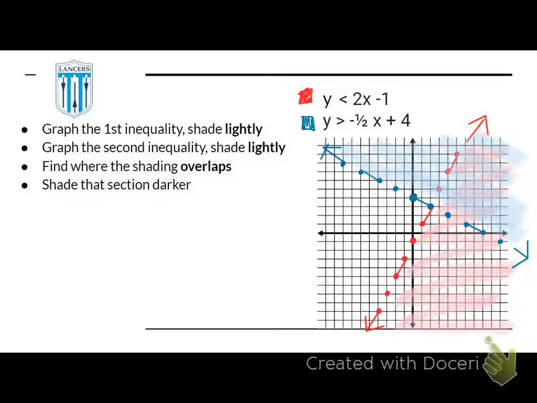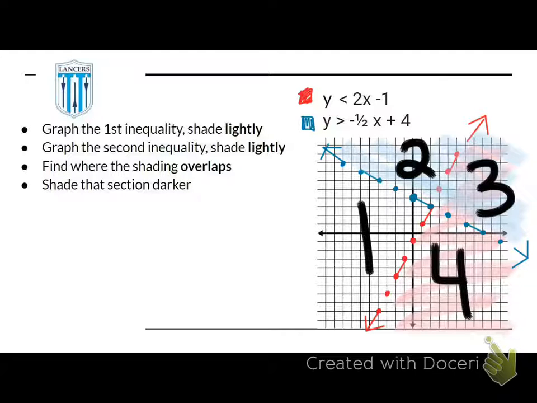The next step is to find where the shading overlaps. So you might be able to see that we've created a few different sections. We created one section over here, a second one up here, third one here, fourth one down here. Where does the shading overlap, Kennedy? In section 3 is where they overlap.